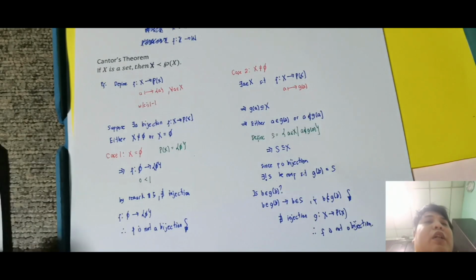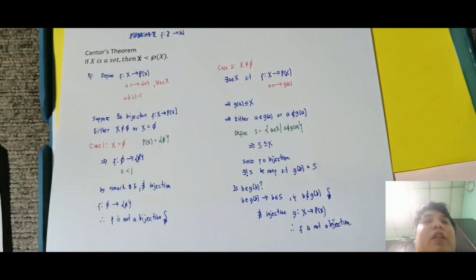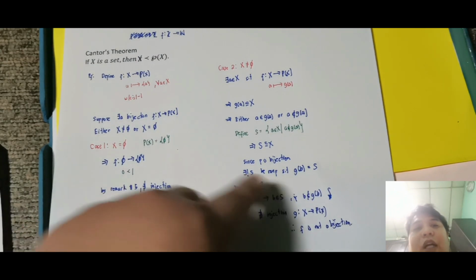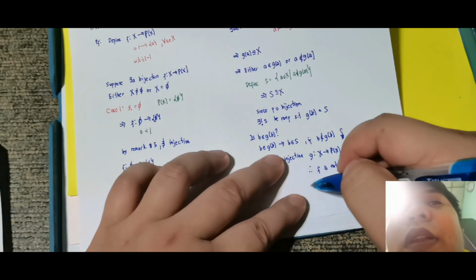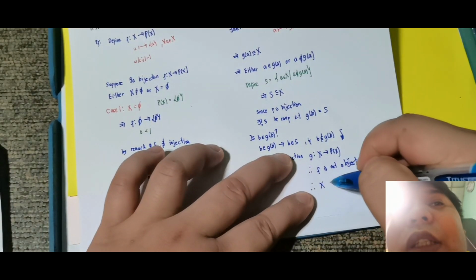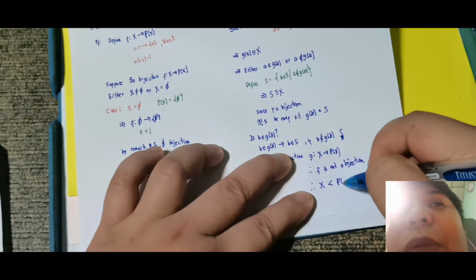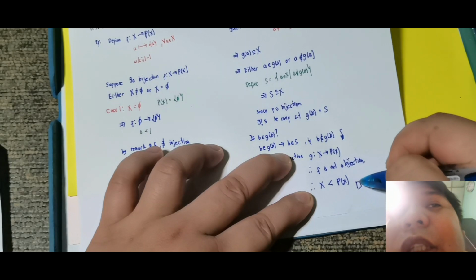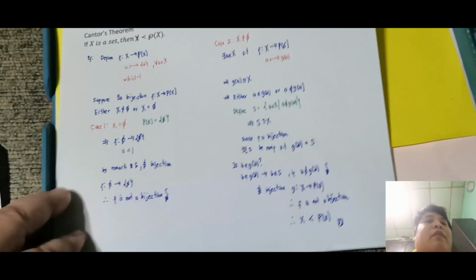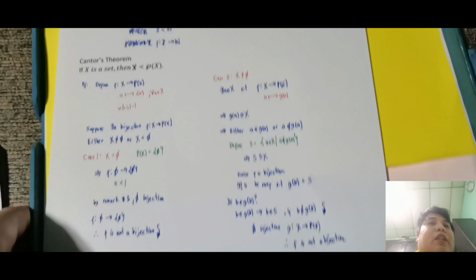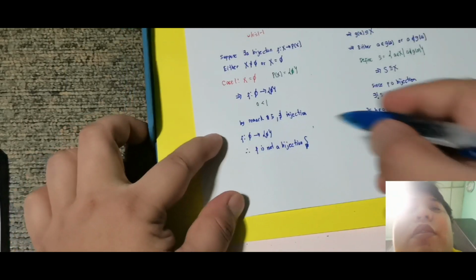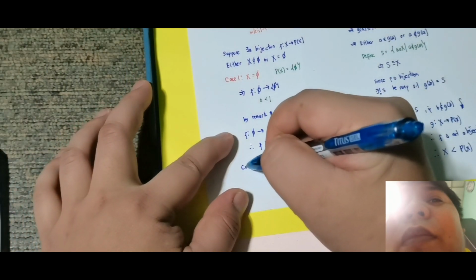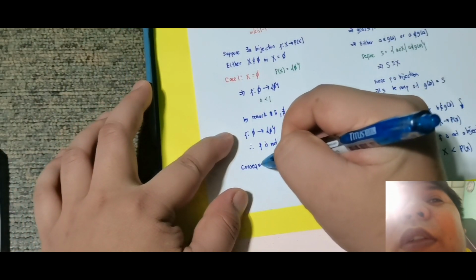Okay? Since na-prove ko siya in contrary, kunyari, nakahanap ako dito ng contradiction, since nagawa ko yun, therefore, X is strictly less than the power set of X. And this is done. Okay? Before ko lang i-end tong video na to, meron tayong tinatawag na consequence dito. Paano ibig sabihin consequence? Kumbaga parang sugal something dito.